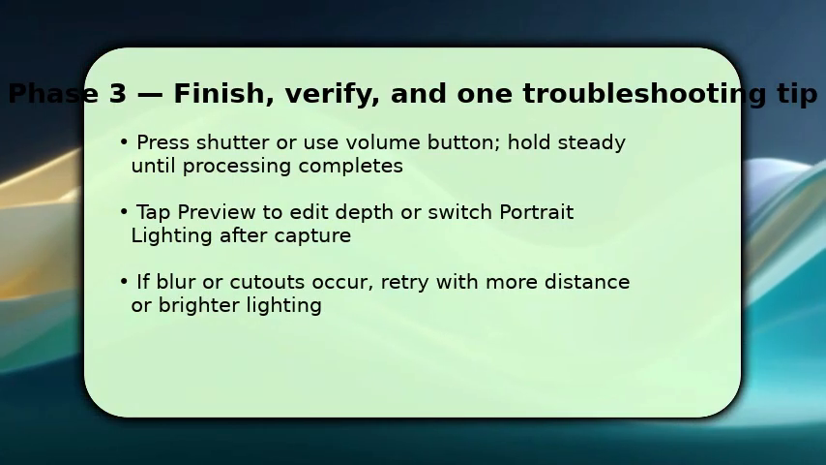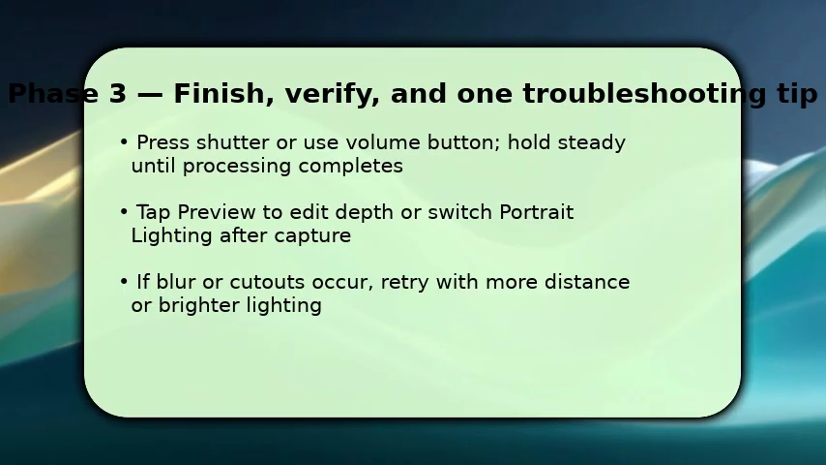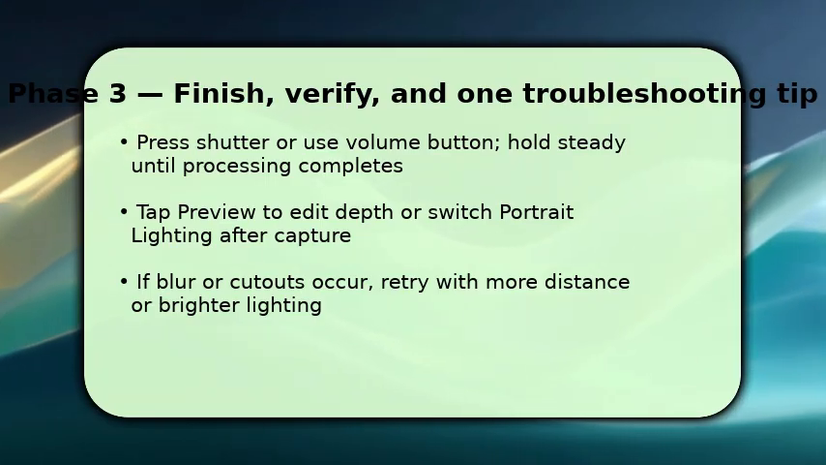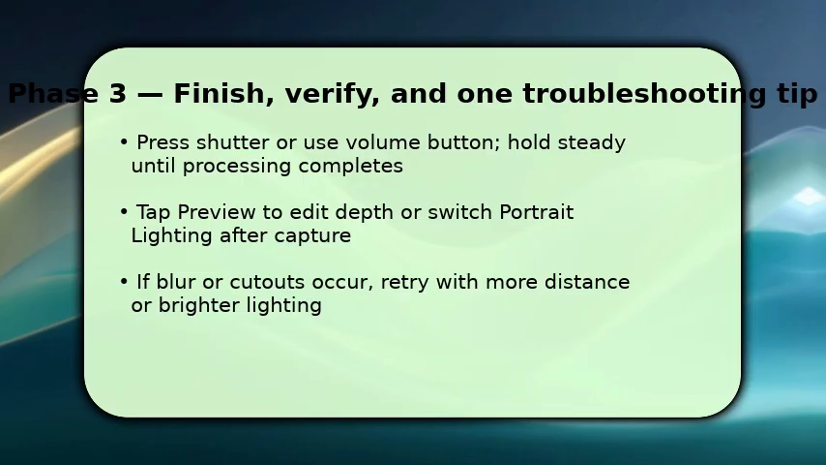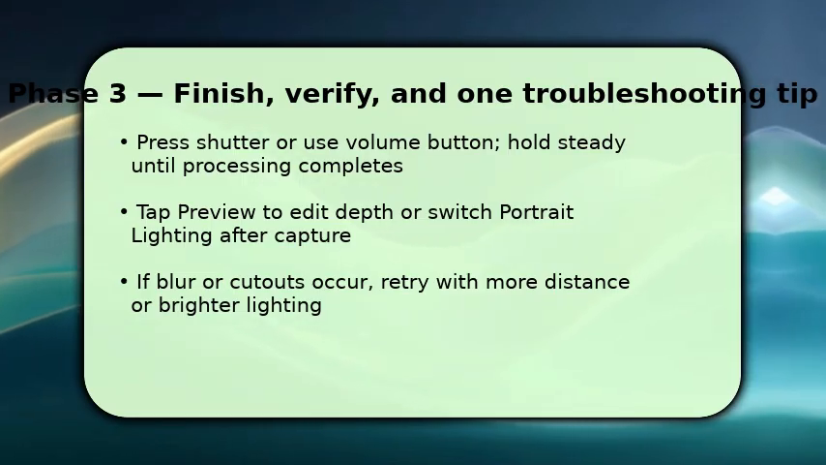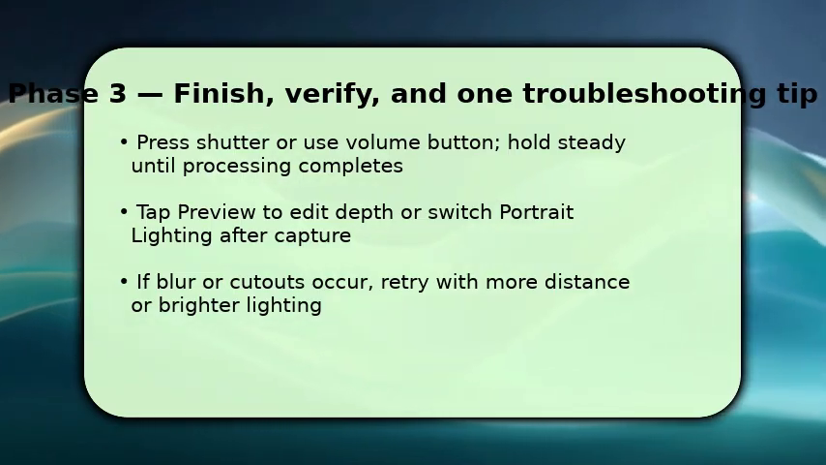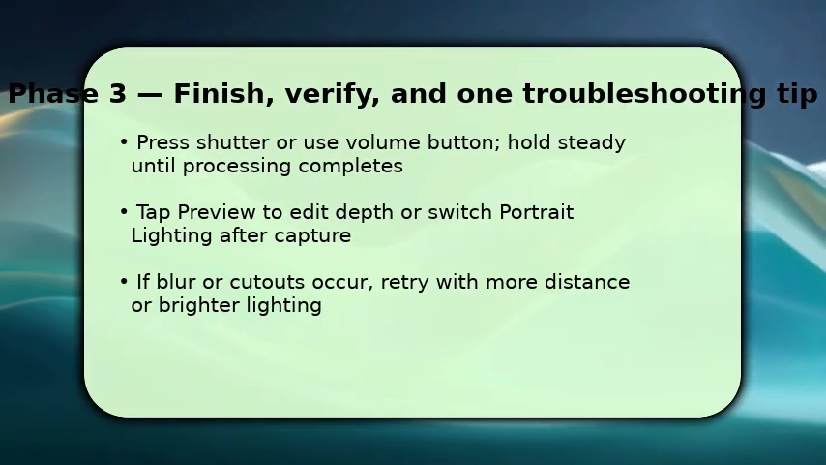You capture the shot with the shutter or volume button and wait for processing. Don't move too fast. Once processed, tap the preview to adjust depth control and change portrait lighting. This lets you soften or sharpen the background after the fact.